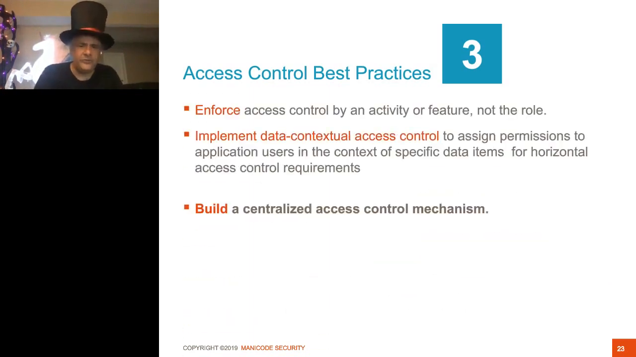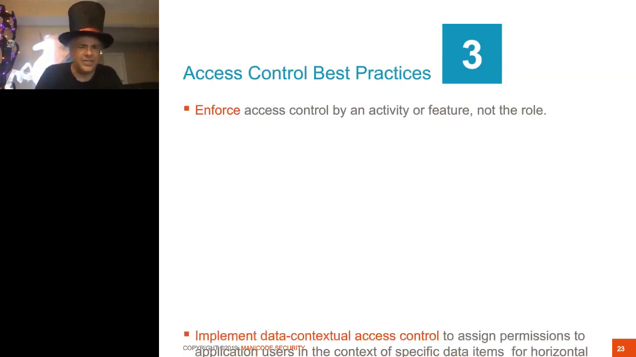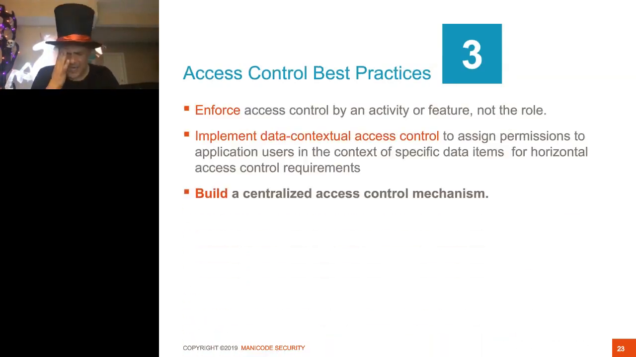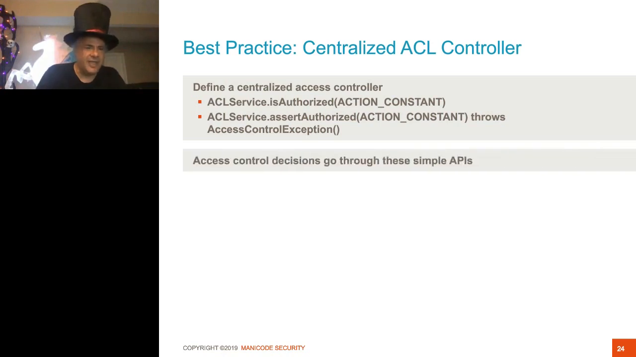And so I also want to make sure that I'm building a centralized mechanism. There we go, centralized mechanism. And this is a comment against the hard-coded role-based mechanism that's so common, where I'm hard-coding my policy in every individual feature. That's the opposite of being centralized, right? So let's keep charging here. Now, what I mean by this is this right here. I'm going to have an access control service that has two basic primitives: is authorized and assert authorized.